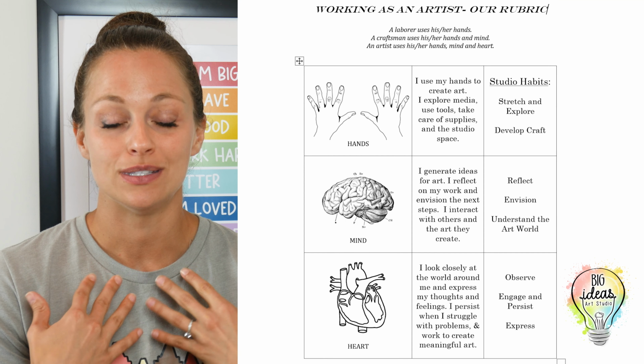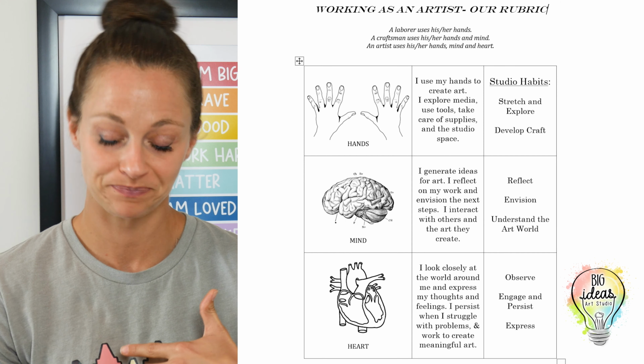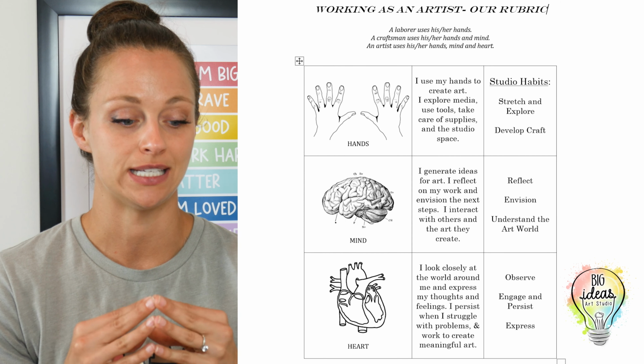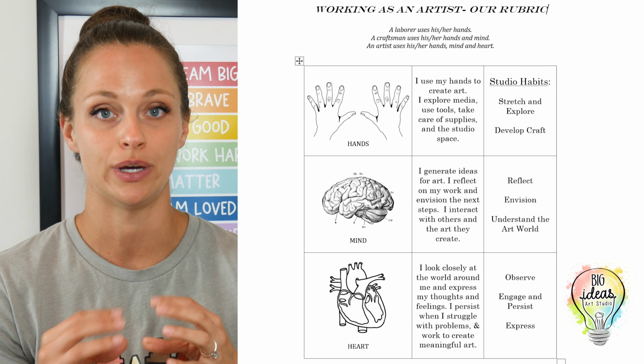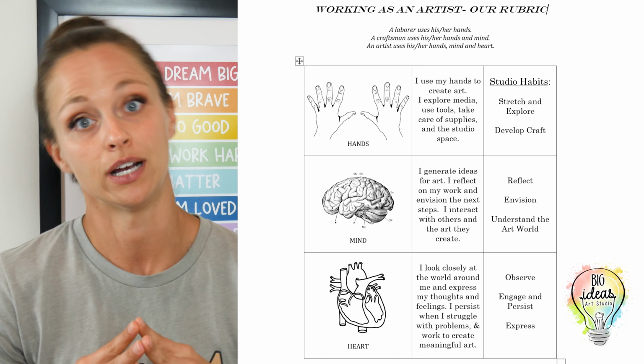My rubric is based on the Studio Habits of Mind. But you need to decide what it is that's important to you and what you want to make sure that your kids are developing when they're working on their art. So the number one thing that you should think about when you are deciding on your summative strategies, and also your formative strategies as well, is manageability.